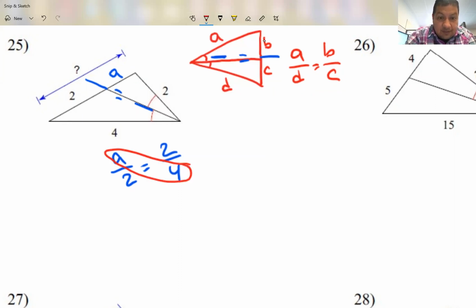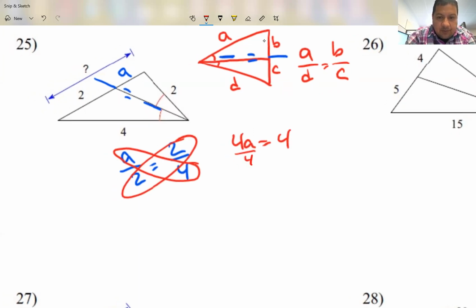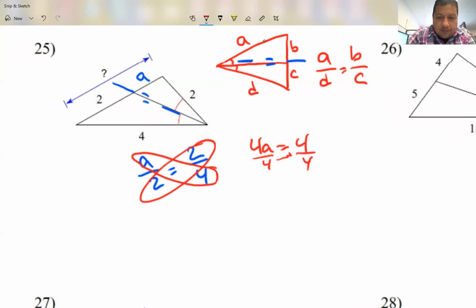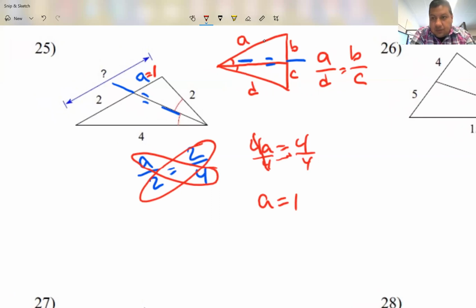4 times A is 4A. 2 times 2 is 4. When I divide both sides by 4, I get that A is equal to 1. So this measurement is 1. That's not quite the measurement I needed to answer. So if this was a question on my homework or my quiz, and I type in 1 as the answer, it's going to mark it incorrect because I'm not quite done.